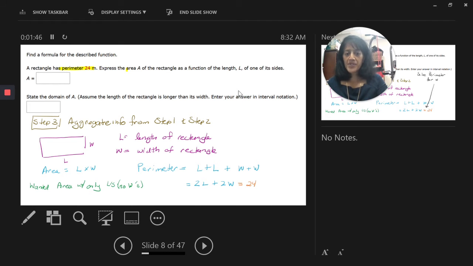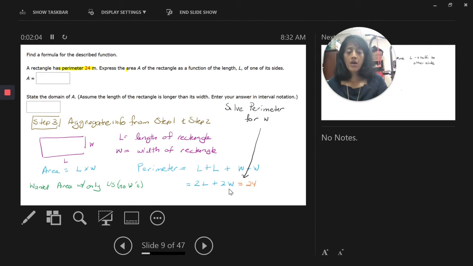So how do you get rid of W? Well, you want to aggregate the information that you had from step 1 and step 2. Step 1 told you that the perimeter was 2L plus 2W equals 24. All the way around is 24, and this is the formula for all the way around. So how do I know to do this? Honestly, it's because I've done a lot of them. I know that the one that I have information for with a number in it is the one that I'm going to use to get rid of W. So I'm going to solve this perimeter equation for W.